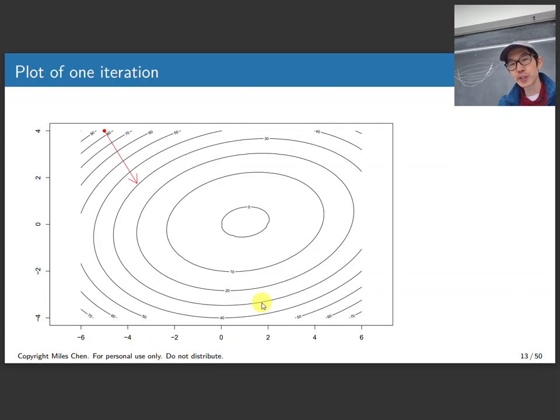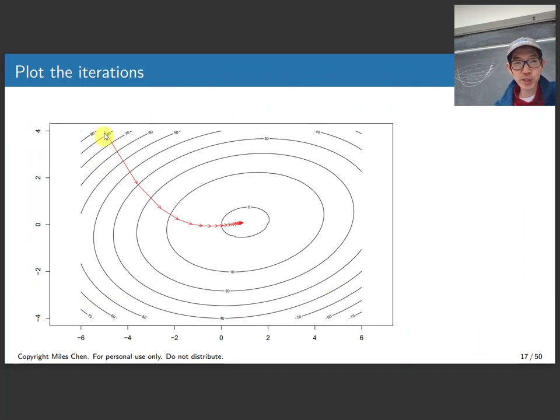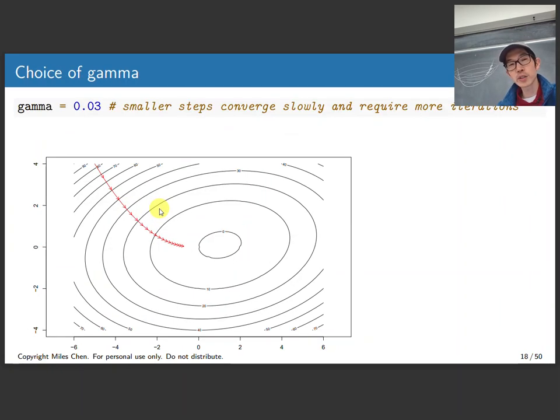Okay, I could shrink it to say 0.03. And what happens there? Now my steps are even smaller. So this first step with 0.1, I took a step this big, and then in my next iteration, I took a step this big. Here with a gamma of 0.03, my first step is basically 30% of that original step. Then the next step is that, the next step is that. And so after 20 iterations, I'm only this far. So it's going to take me a whole bunch more iterations to really get to the bottom, okay?